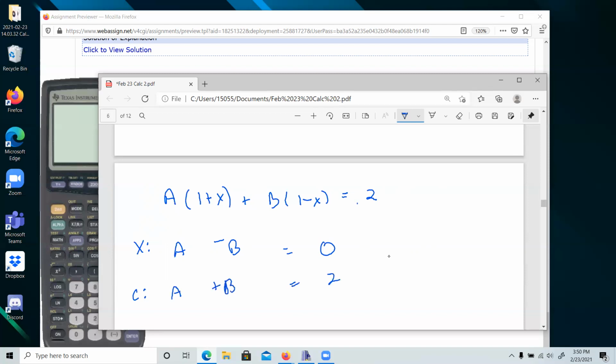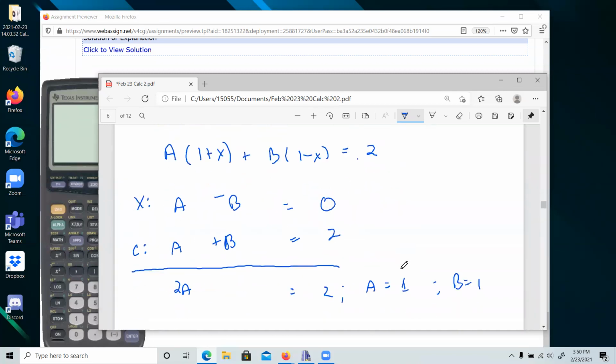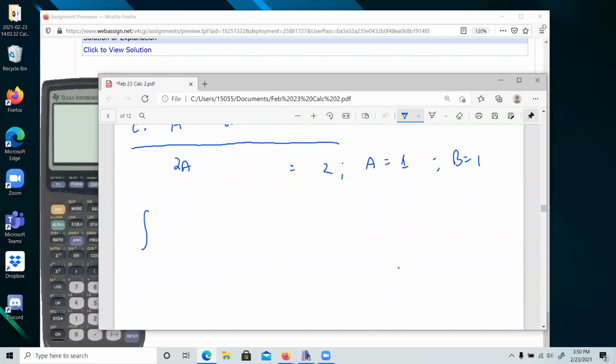And what do we have over here? 2. Okay. We can add these, right? These are going to cancel. We get 2a equals 2. So a must be 1, which means b is also 1. Okay, so going back up to my original integral here, we've got 0 to 1/7. We have negative 1 plus 1 over 1 minus x plus 1 over 1 plus x, all dx.